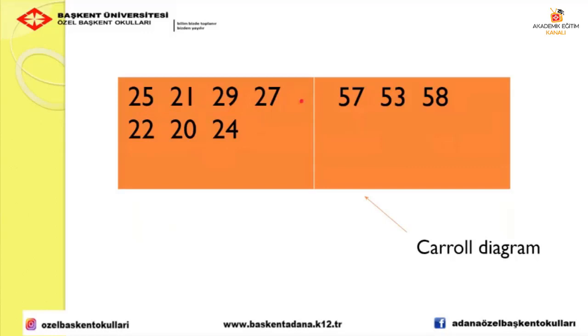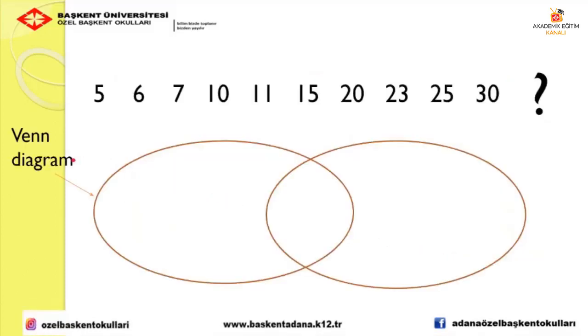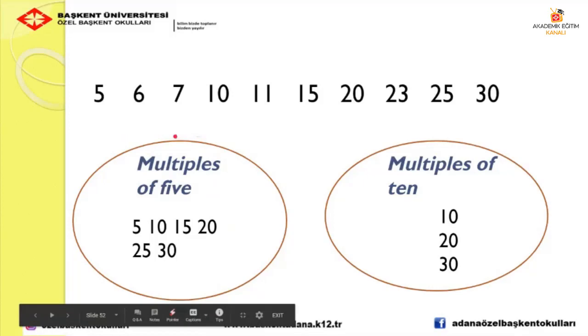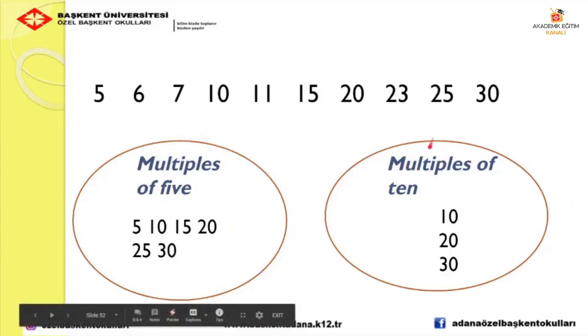We can sort them out in a Carroll diagram. A Venn diagram is also very useful. Let's sort these numbers out. I think we can sort them into multiples of 5 and multiples of 10. Multiples of 5 will be inside this circle and multiples of 10 inside this other circle.